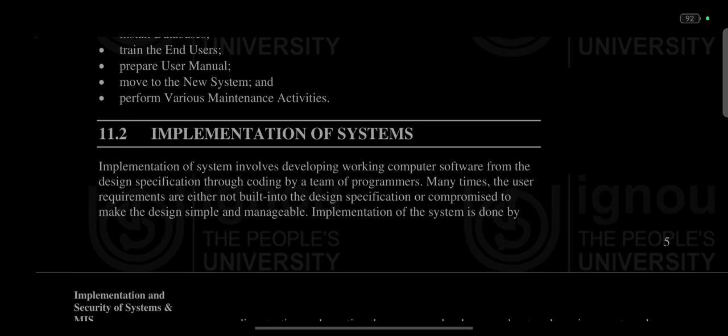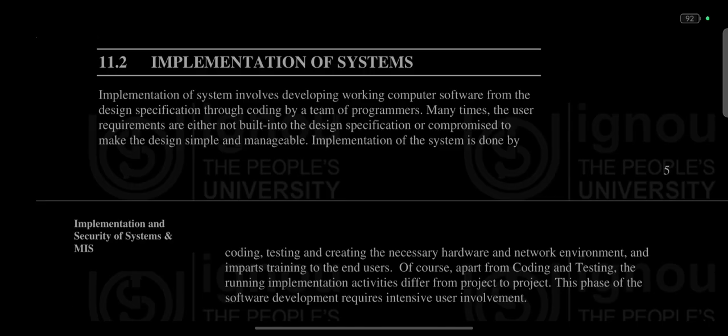Now comes implementation of systems. Implementation of system involves developing working computer software from the design specification through coding by a team of programmers. Many times the user requirements are either not built into the design specification or compromised to make the design simple and manageable.